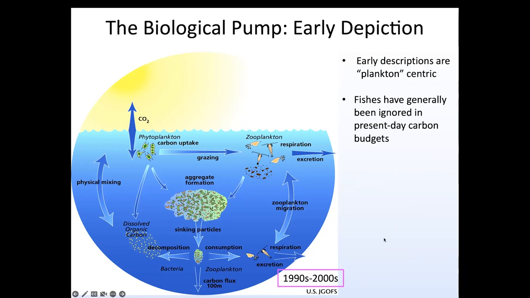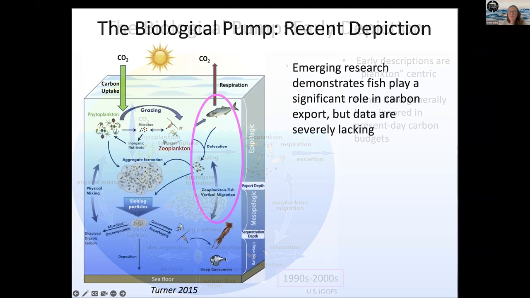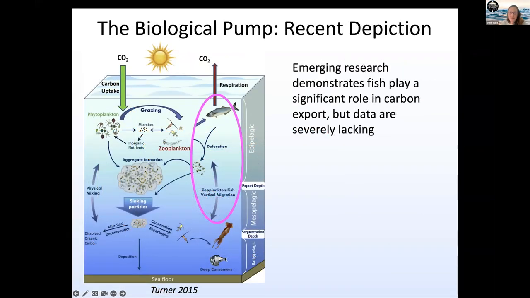But in terms of the players of the biological pump, with zooplankton, through a lot of large vessel-based surveys and programs over the last few decades, we know that the emerging research demonstrates that fish play a pretty significant role in the carbon export, but the data are severely lacking. We don't have a lot of data to reduce the uncertainty of what those estimates are.